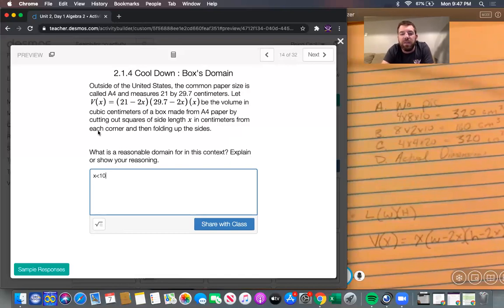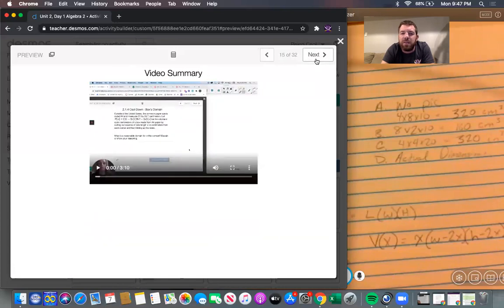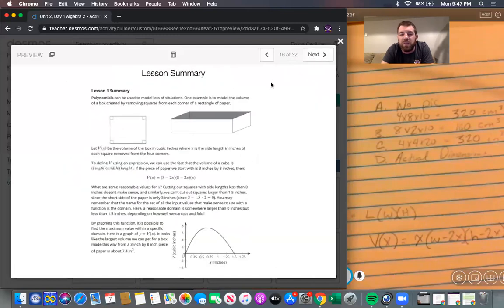That's really what we're looking for. Any number less than 10, because then it's at least 21 minus 2 times 10, which is 20. So you at least have 1 inch to play with. But yeah, so your domain would really be anything that's 10 or less. And this gives you a good example explaining it as well.